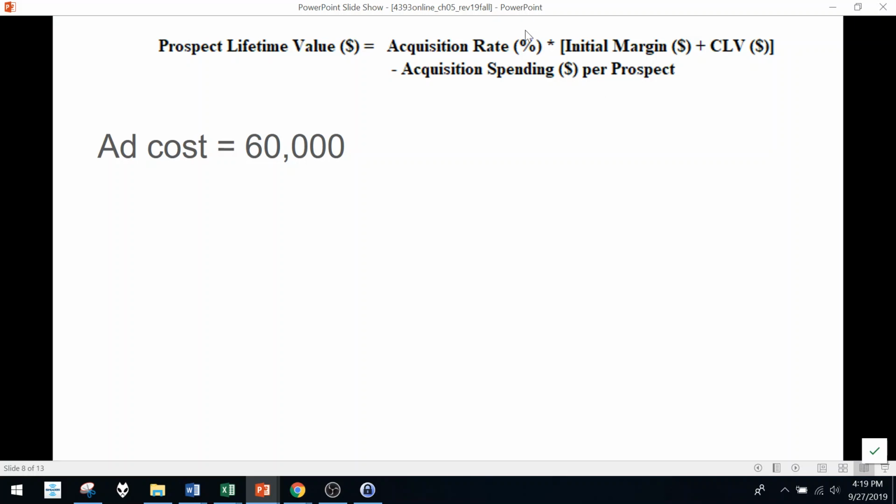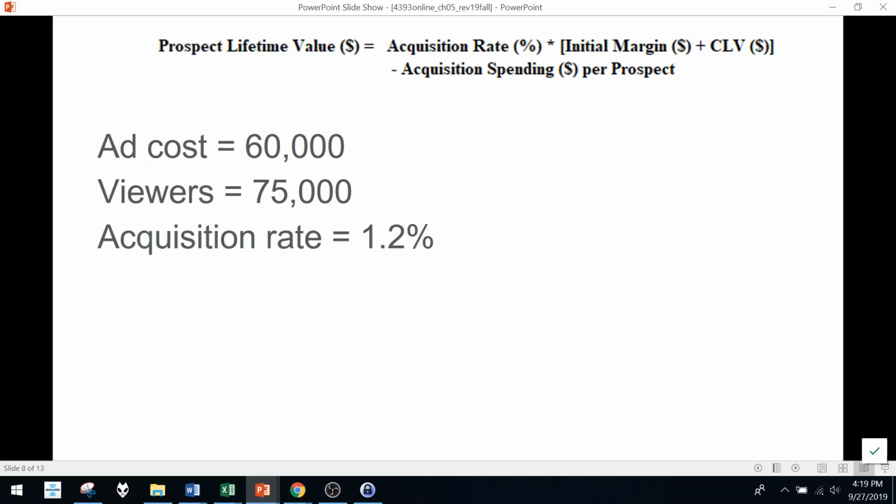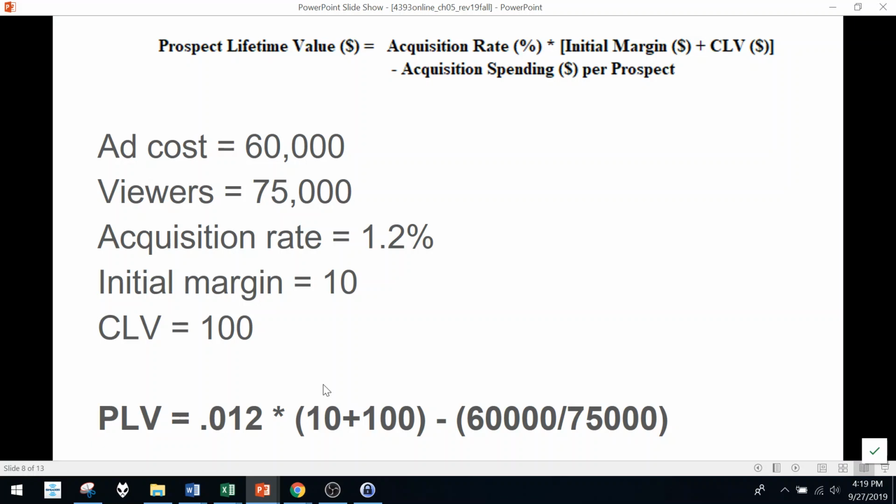Okay, you know that the number of viewers is 75,000 people. You know also that you have an acquisition rate of 1.2%. That means that 1.2% of viewers are actually going to make a purchase based on your advertisement. There is an introductory offer of $10, and there is also a customer lifetime value of $100. So all this information is given. So the question is, what is your PLV, your prospect lifetime value?